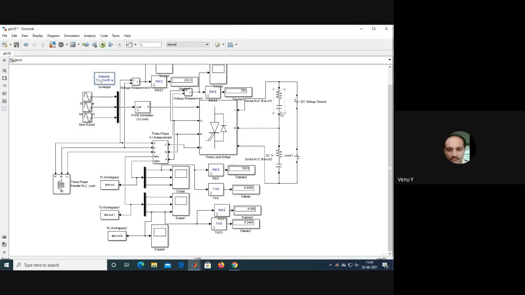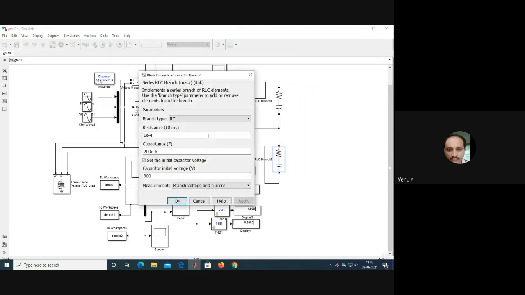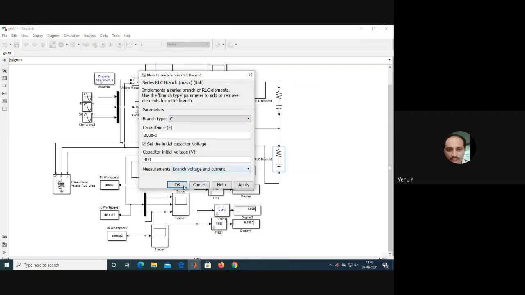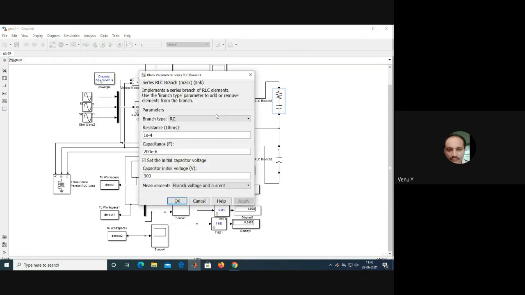Like that, you can design based on current rating of your capacitance. Applied voltage is equal to IC into XC. From XC equal to 1 by omega C, you can calculate the capacitance. A small resistance is used in series with the capacitance. So once again, you can remove this one, and you can also remove resistance. We'll see.